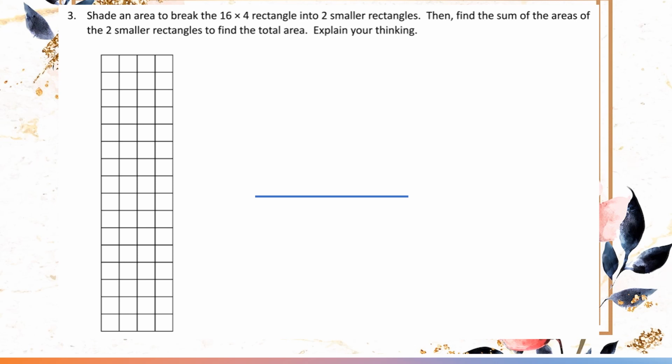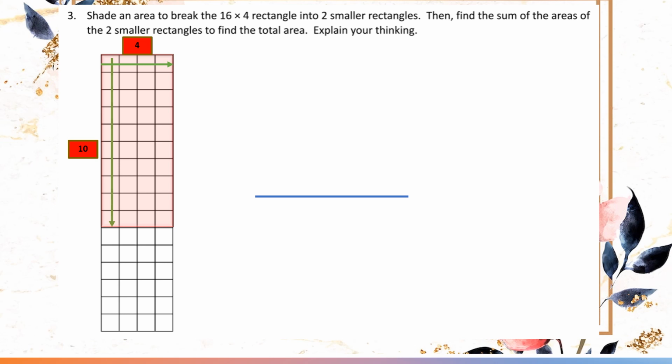So it's a 16 by 4 rectangle. Using a distributive property, I'm going to break apart the largest number, which is 16. So the two numbers that I think of that live inside of 16 are 10 and 6. So I'm going to count a length of 10 units. That's 10 units. And I'm going to count a width of 4 units and shade it in.